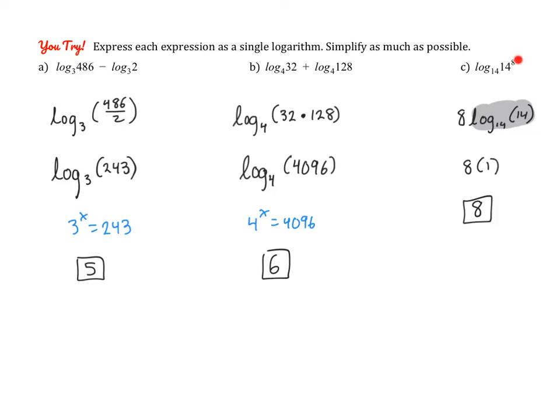And then here we're using our power property. We move our exponent out front, and then we can simplify this logarithm. Remember, if the base and this result are the same, it will always simplify to 1, and then of course 8 times 1 is 8.